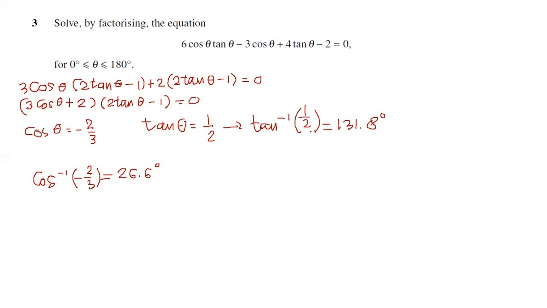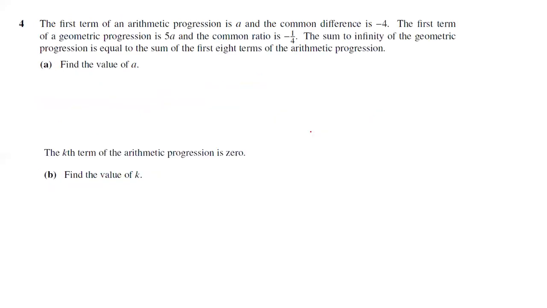Okay, this is the solution for number 3. The first term of an arithmetic progression is a, and the common difference is negative 4. The first term of a geometric progression is 5a, and the common ratio is negative a quarter. The sum to infinity of the geometric progression is equal to the sum of the first 8 terms of the arithmetic progression. Find the value of a.